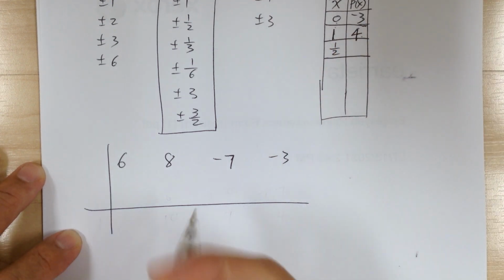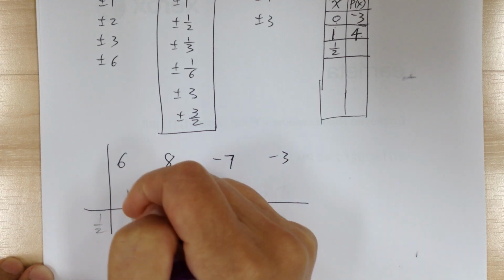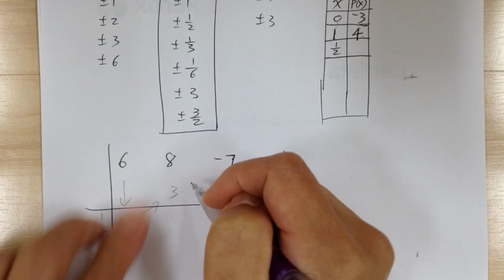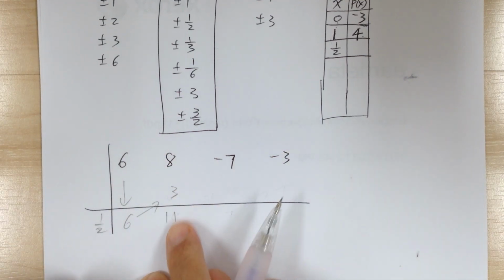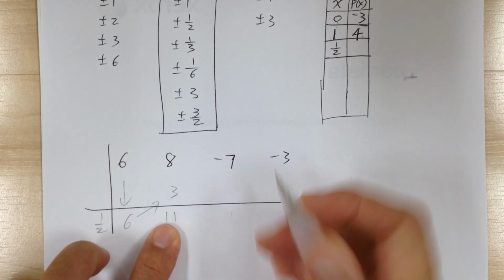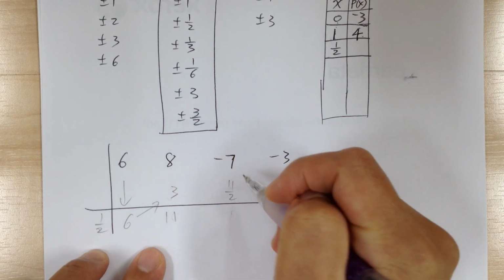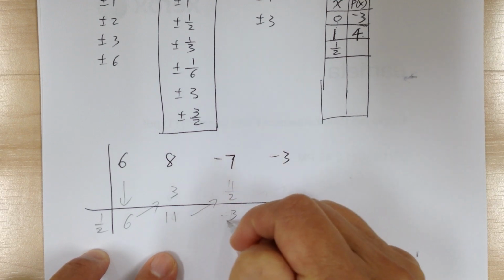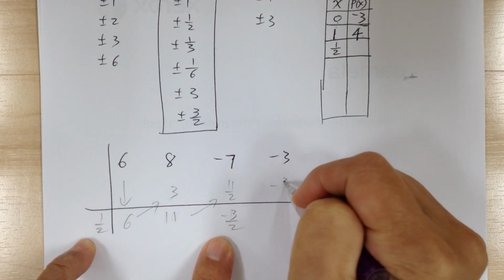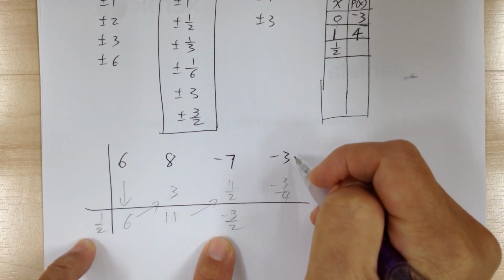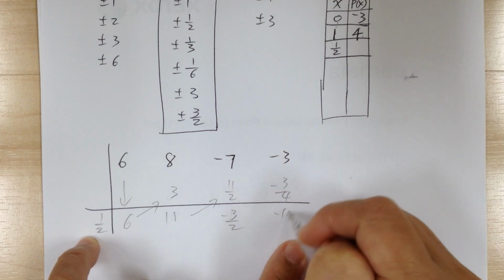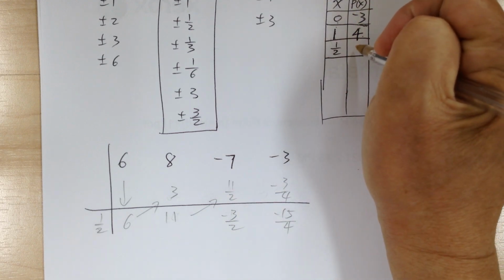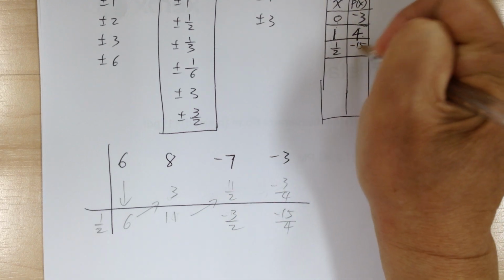So let's try 1/2. So put 1/2 over here. So you drop, multiply, and you add. Now I can see it's not going to work because it doesn't come out nice. So when you multiply, you get 11/2. And when you add, you can use your calculator. So it should be -3/2. When I multiply, I get -3/4. When I add 12, so -15/4. Okay, so when I try 1/2, I get -15/4.